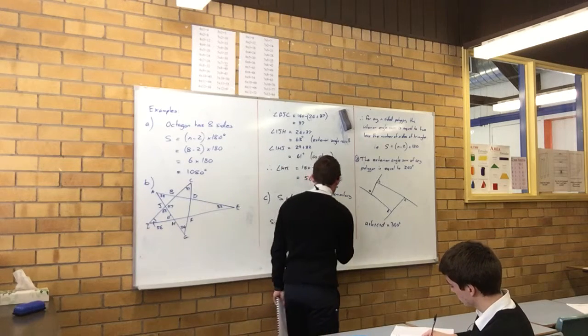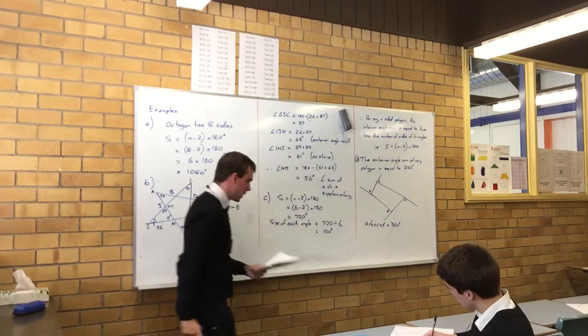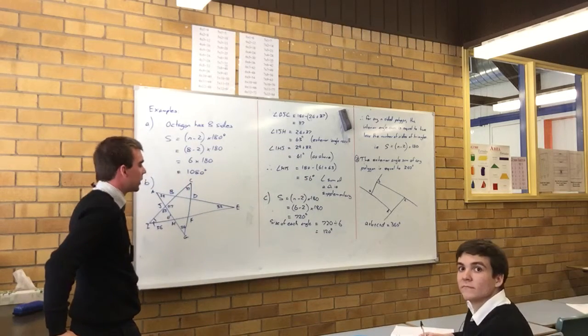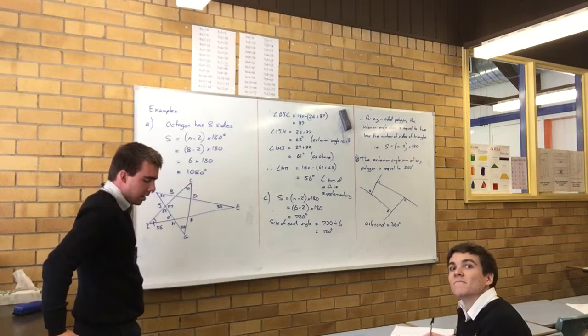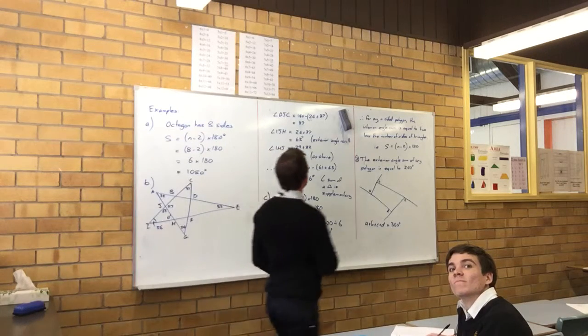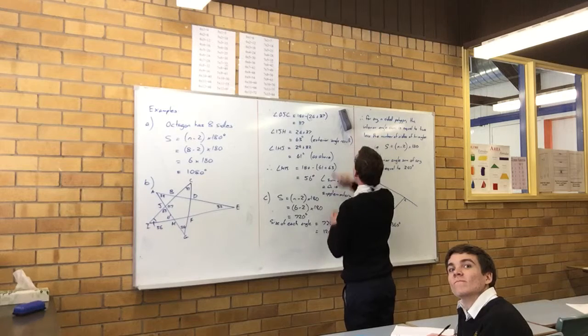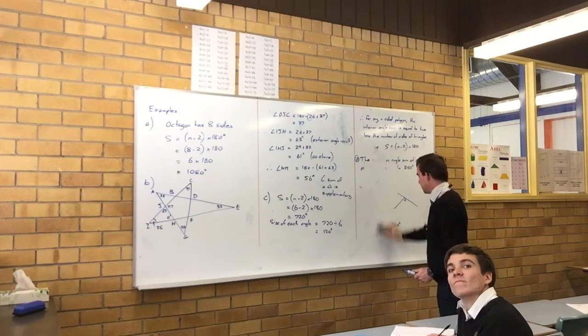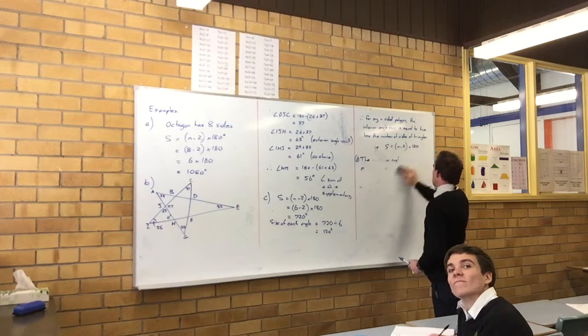120 degrees. Okay, so you need to make sure you read the question. It says find the size of each angle inside a hexagon, so you assume it's regular unless you're told otherwise. He hasn't told us otherwise, so we can assume we're referring to the regular, not the irregular.